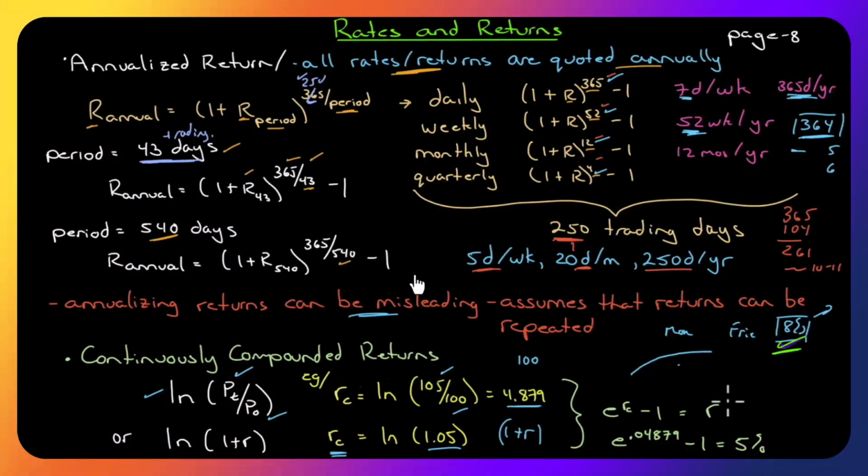To get back to an annual rate, whatever continuously compounded rate we have, it's to the power of E. E to the power RC minus 1 will get us back to 5%. So we can see that if we put 0.04879 in our power term for Euler's constant, you get back to 5%.